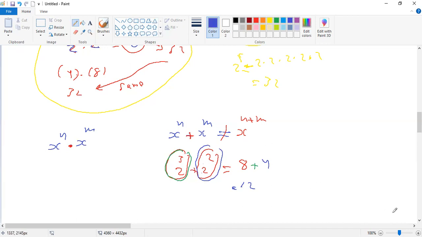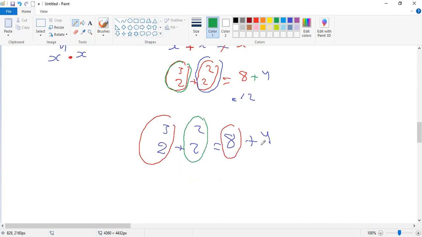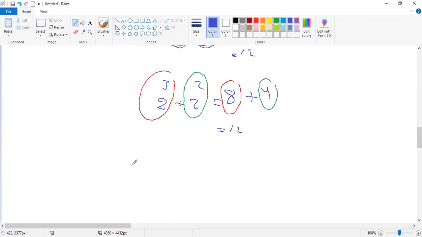I'm repeating this example. If I say 2 cubed plus 2 squared equals 8 plus 4. The first one is 8, the second one is 4, and the sum is 12, right? Yes. But the question is, can the powers be added? No. If I say 2 cubed plus 2 squared, see what I have here? I have a plus.